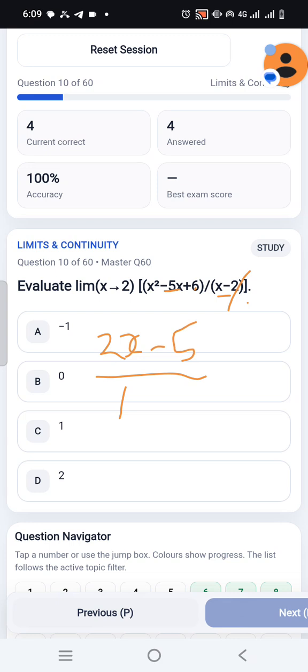This minus 2 is gone. So let me put my x. 2 times 2 is 4. 4 minus 5, minus 1. So all over 1. So my answer is minus 1.